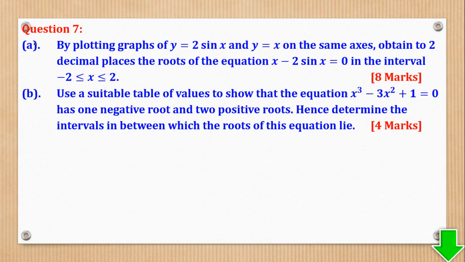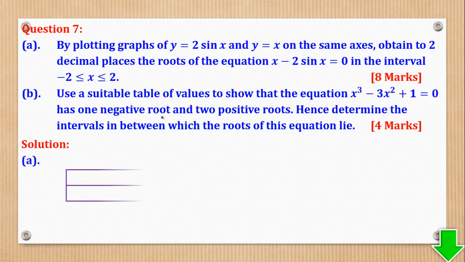Then question 7, part A says, by plotting graphs of this and this on the same axis, obtain to 2 decimal places the roots of the equation this in the interval this. So this is under numerical methods, the topic of root location and approximation. So let's first start with part A. This one needs a graph paper.